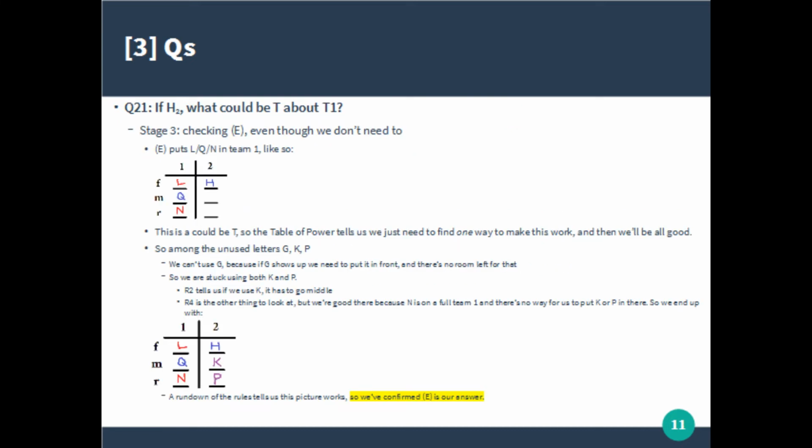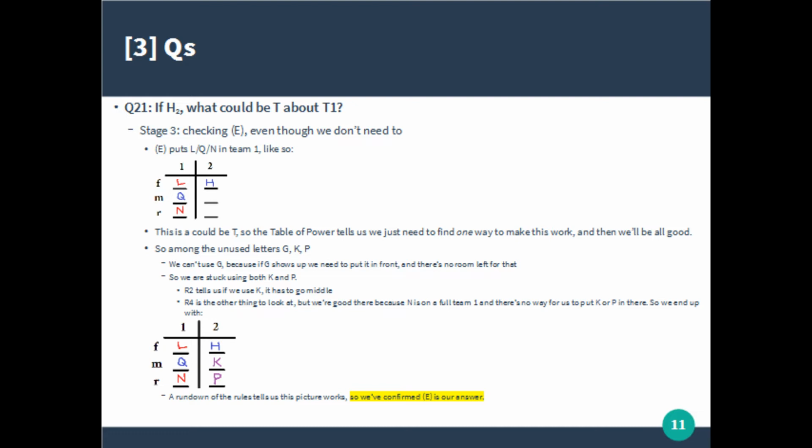So if we are trying to verify that E indeed could be true about team number 1, we're just going to plug in answer choice E as it is and see if it works out. So E puts L in the front, Q in the middle, and N in the back for team 1. So plugging that in, our table would now look like this. The 2 blue letters, H and Q, to remind you, are from the question stem. That's why they're in blue. And the 2 letters that we put in red, L and N, on team 1 are from the answer choice. So that's just my shorthand visual denotation of where this information is coming from. So again, H and Q was stuff that came from the question stem. L and N are the things that come from the answer choice.